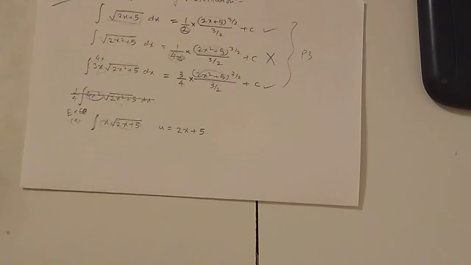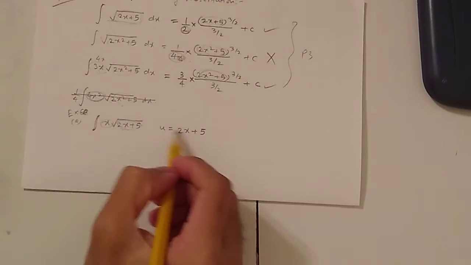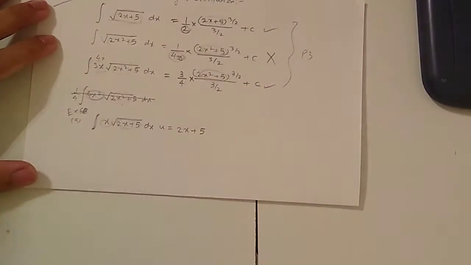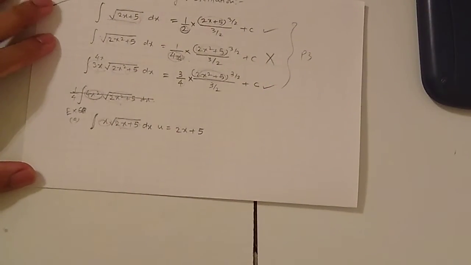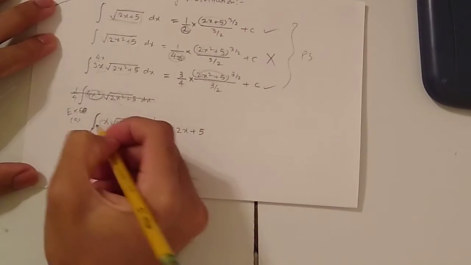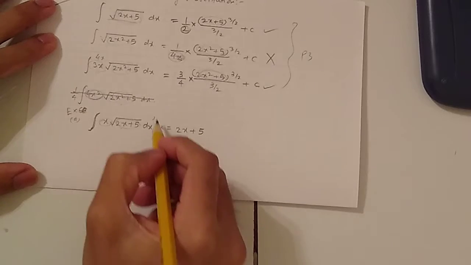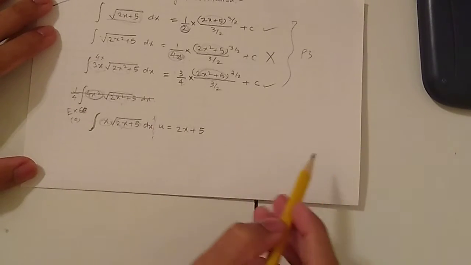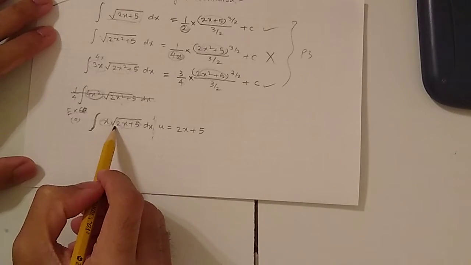Okay, so we are going to use the substitution u equals 2x plus 5 to help us find the answer to this integration. So the first step to continue with this substitution procedure is that notice that we have got 2x plus 5.